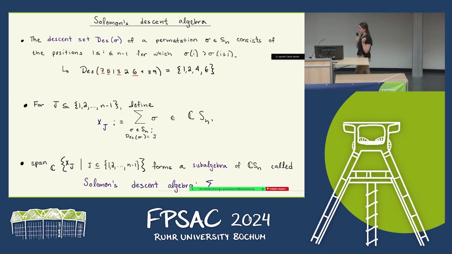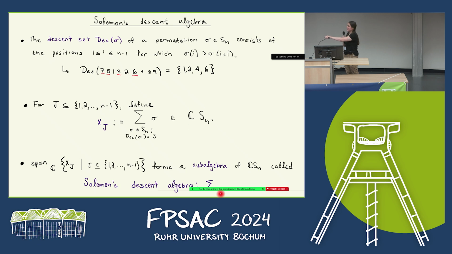Now, what you can do when you have these descent sets is you can fix some subset and sum all the elements who have J as their descent set. And you get some element in your group algebra. But what's really surprising is that if you take the C-span of all these elements, they're going to be closed under multiplication. So they're going to form a subalgebra called Solomon's descent algebra, and we'll write it as sigma n.